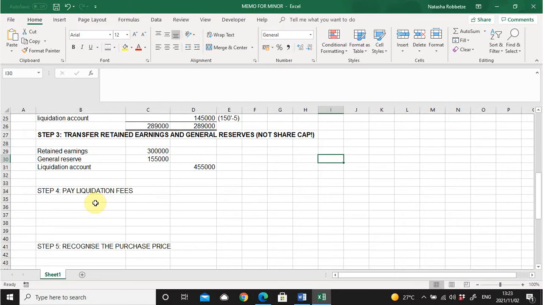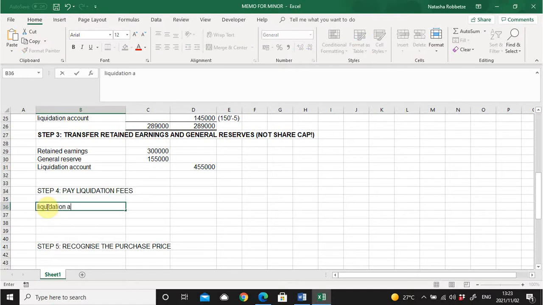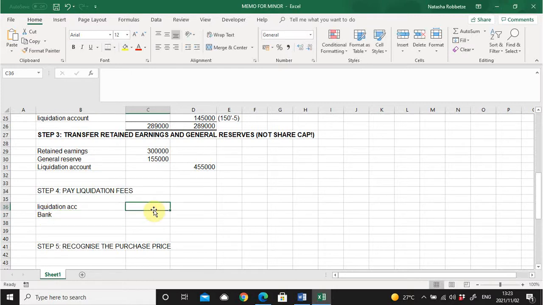Step number 4 is paying your liquidation fees. So that's easy. We're going to debit the liquidation account and we are going to credit the bank account. The liquidation fees are given in note number 4, and it says it was 10,000.